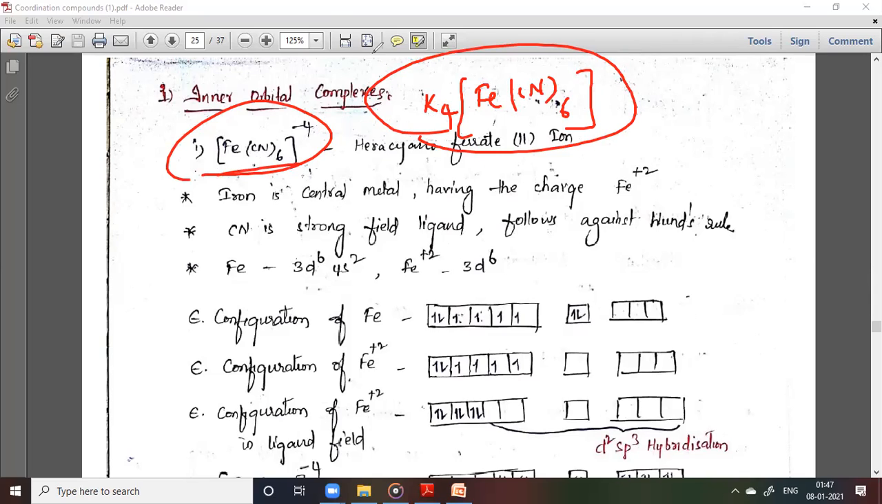Here, instead of potassium you can take sodium also. Na4 and you can write (CN)6 like this. There is no problem here, because sodium is plus 4 and the complex is definitely minus 4. You can write like this also.